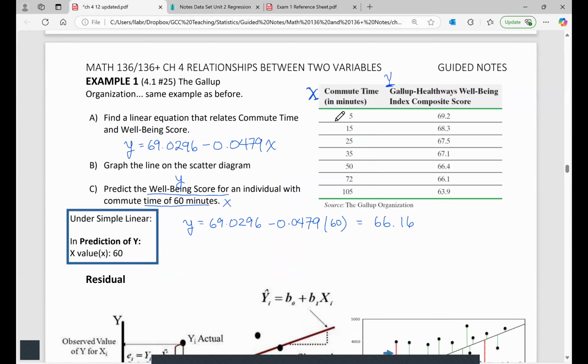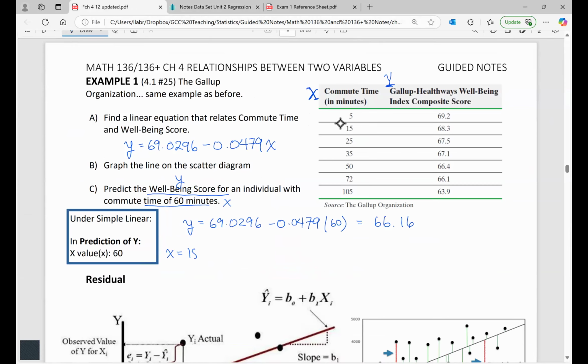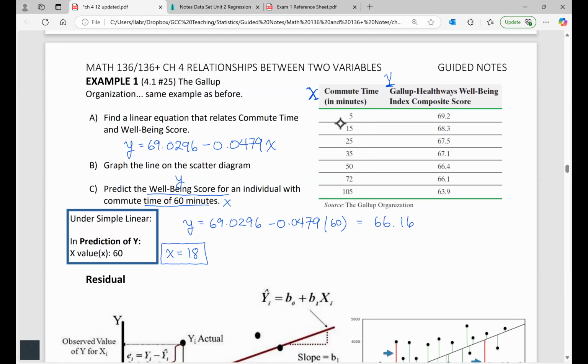So that makes it very easy for us to go ahead and predict. All right, let's try this one more time. My commute time to work is actually around 18 minutes, 18, 19. So I don't know my well-being. I hope it's good. So if my commute time is 18 minutes, can you go ahead and predict my well-being score? Go ahead and do that now. And that'll be it for us. Thank you.